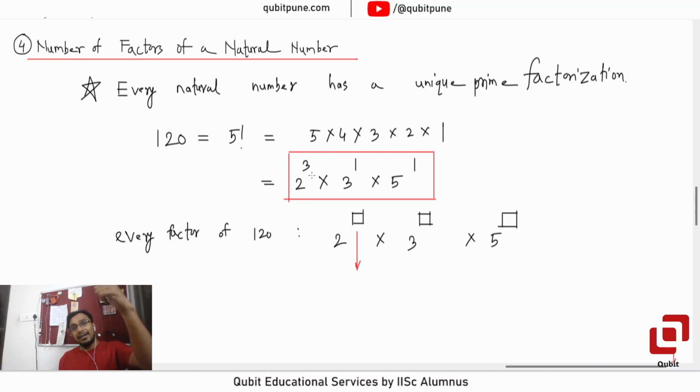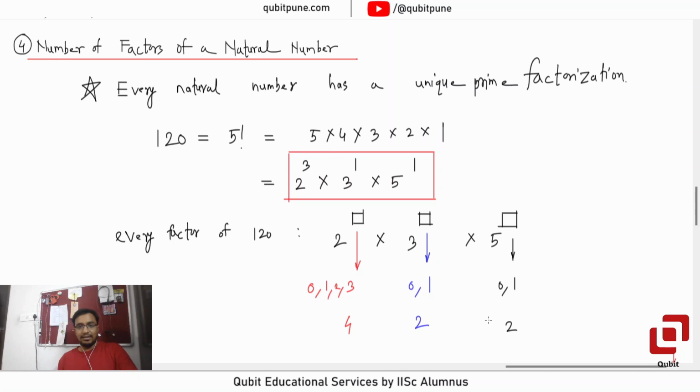2's power cannot be greater than 3. It can be 0, so it is 0, 1, 2, 3. So it can be either 0 or 1 or 2 or 3. So there are 4 ways. Okay. And for 3, how many? There is only one power. So 3's power can be 0 or 1. So 2 ways. And what about 5? Also it can be 0 or 1. So there are 2 ways.